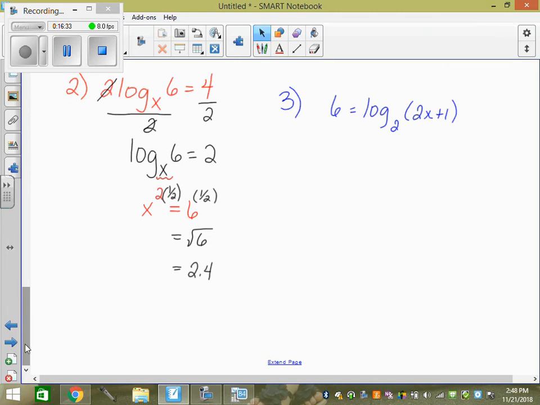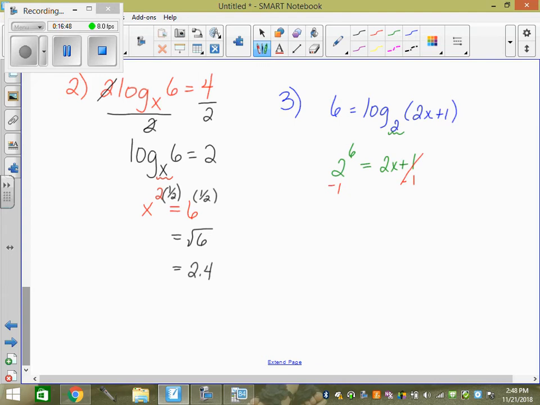So this one is. So base of my log becomes the base of my exponent. What it's equal to is always my exponent. And it equals what's beside it. And then I have to keep going. Minus 1. 2 to the 6 minus 1 equals 2x. And then divide by 2. X equals what? That's the 6, although it doesn't look like 6. 63 over 2.